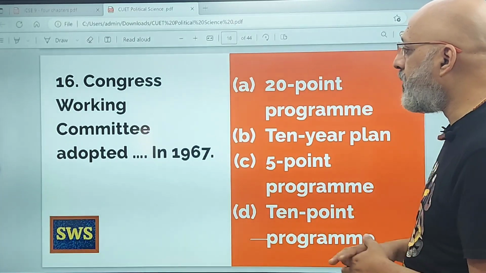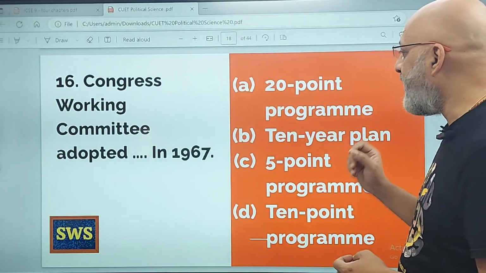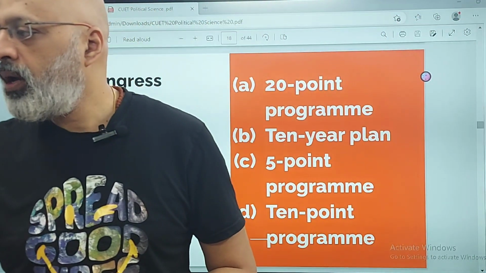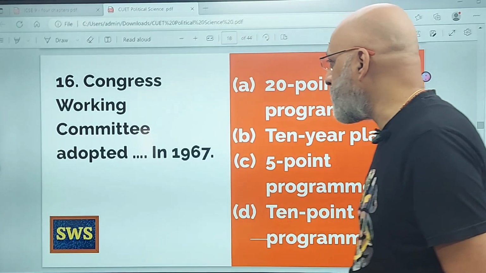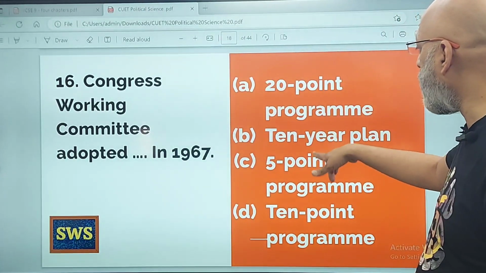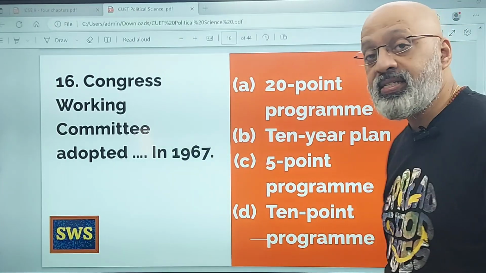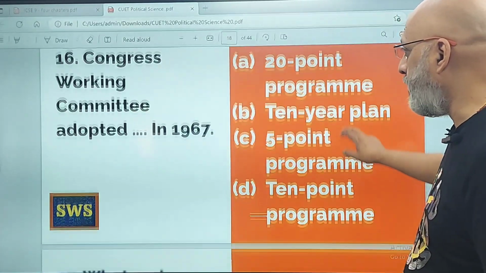The Congress Working Committee adopted dash in 1967. Okay, in 1967, what was the program that the Congress Working Committee adopted? 20-point program, 10-year plan, 5-point program, or 10-point program? The correct answer is D, 10-point program.